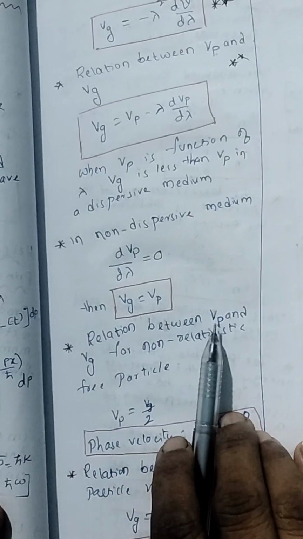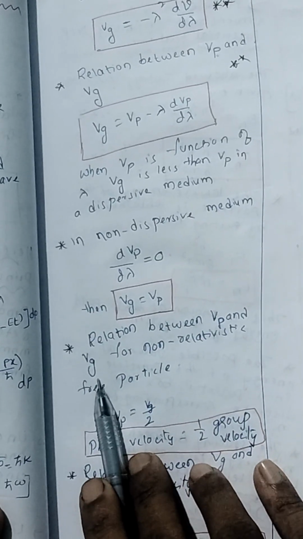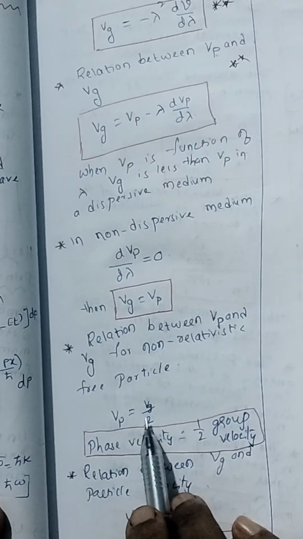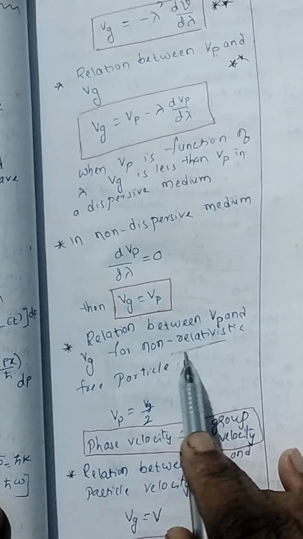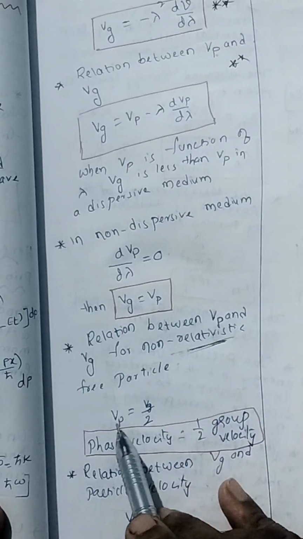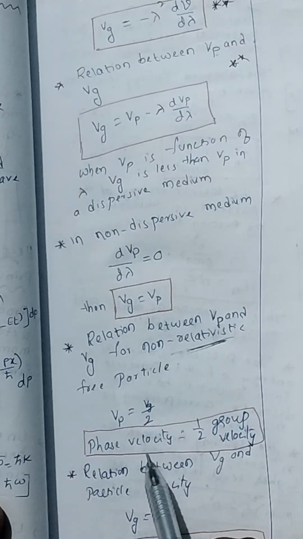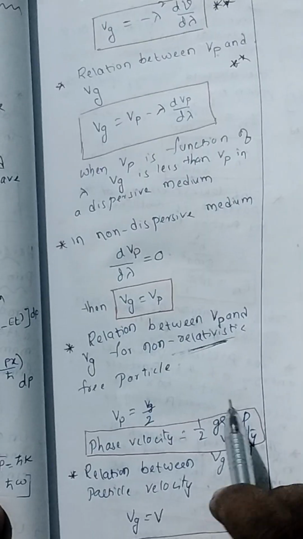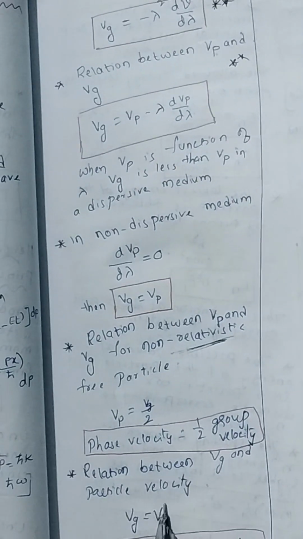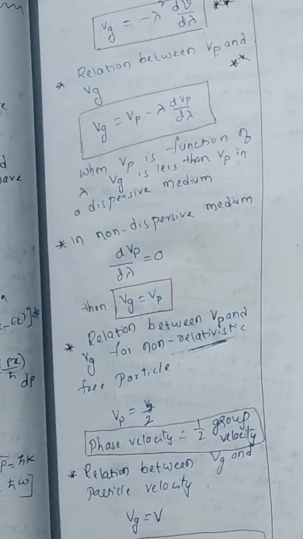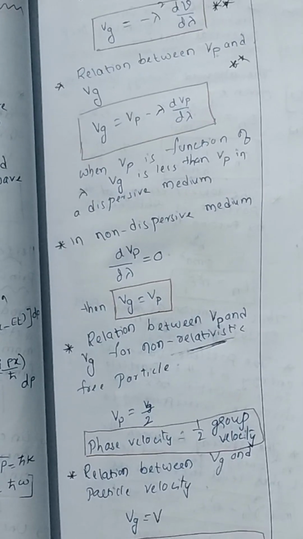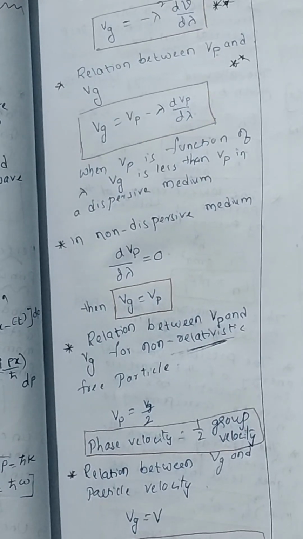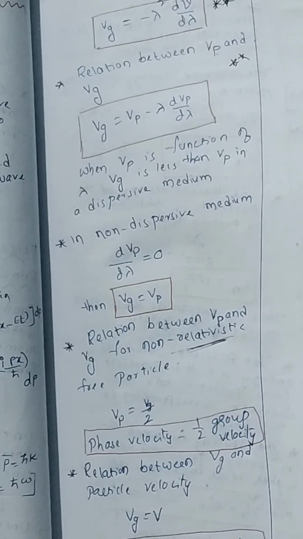Now, the relationship between phase velocity and group velocity for a non-relativistic free particle: remember that, Vp equal to Vg by 2. So phase velocity equals 1 by 2 of the group velocity. Now the relationship between group velocity and particle velocity: both are the same, Vg equal to V. Group velocity is equal to particle velocity. So this is part 1 of quantum mechanics.